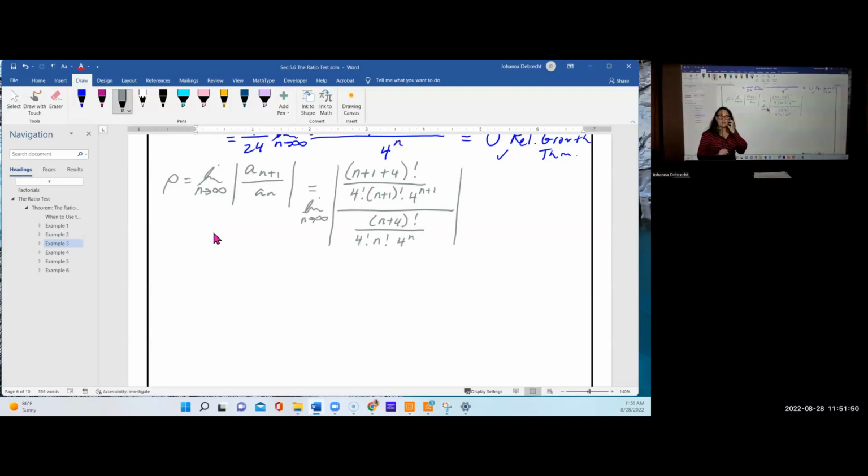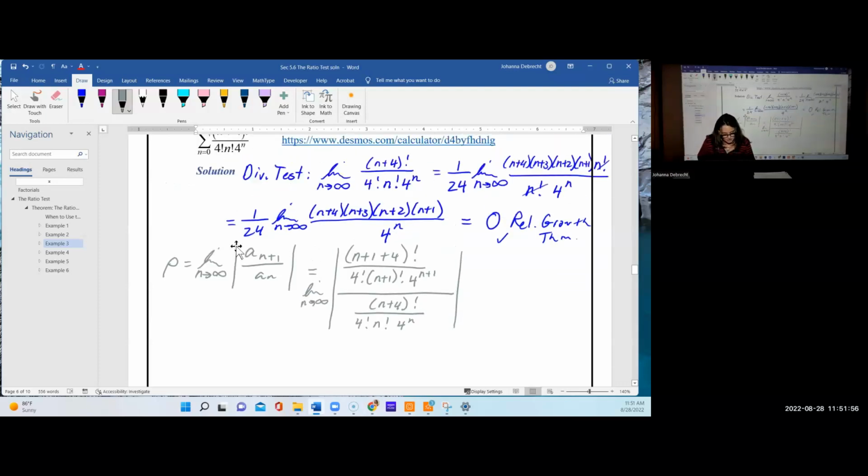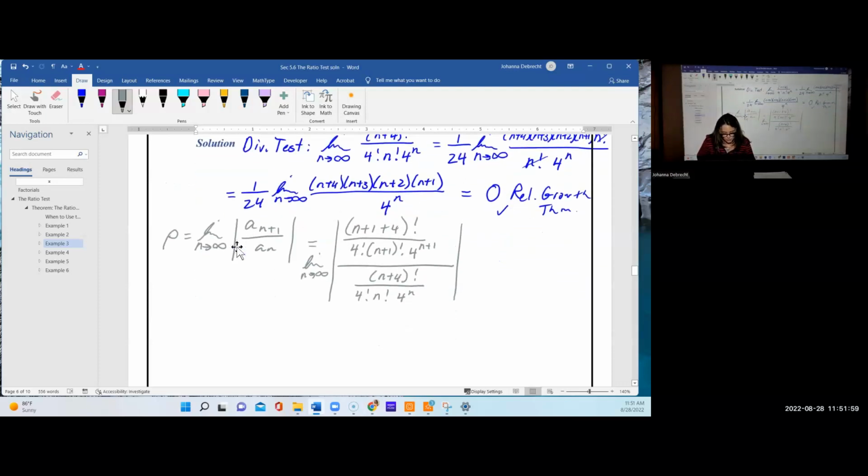We want to think about whether or not those absolute values are important. And because our n was starting at 0, we know that they're not negative to start with. So 4 factorial is always going to be positive, n factorial is going to be positive, and 4 to the n, the exponential, is always positive. So n plus 4 factorial would be, they're all positive. So I can drop the absolute values. They were there in the original. We are testing absolute convergence.